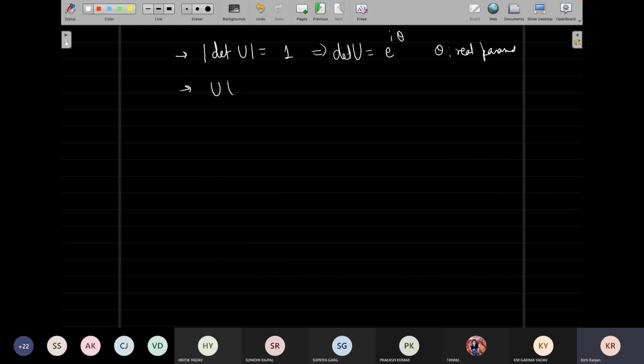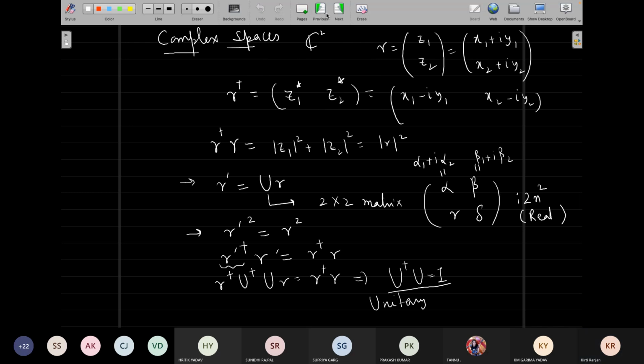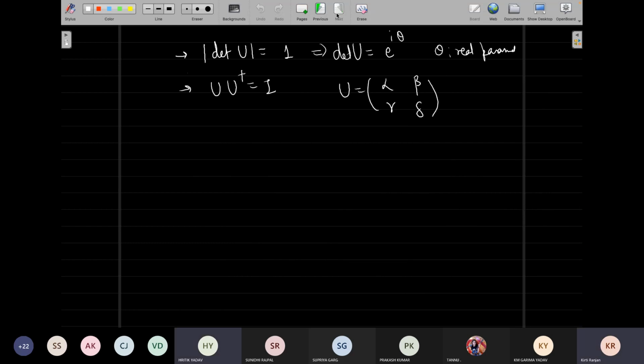So do this. U dagger U is equal to I, and U is given by a general matrix. In the last case we did it later on, but in this case let's just start by finding the most general unitary matrix. So you will have U written like this. What will be U dagger? Alpha star, gamma star, beta star, delta star. Impose this condition, U dagger U equal to I. So give me something.